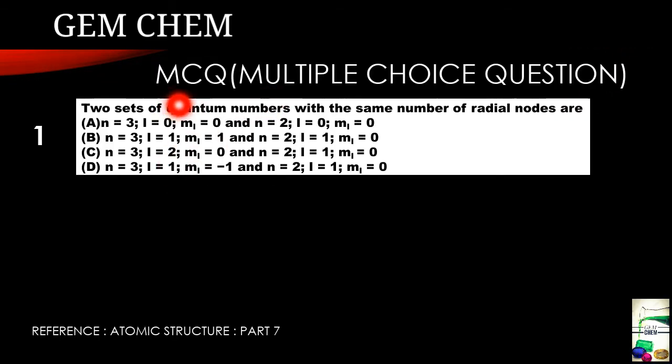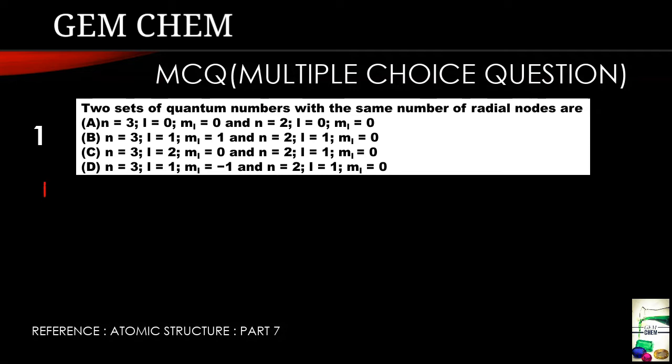Now the first question is MCQ type, that is multiple choice question. There are two sets of quantum numbers with the same number of radial nodes. So we have to identify the quantum number sets which have the same number of radial nodes. How to find the radial nodes we have already seen in the Atomic Structure part 7 video. You can see the video for reference. I will give the link in the description box. Now let us see the formula.